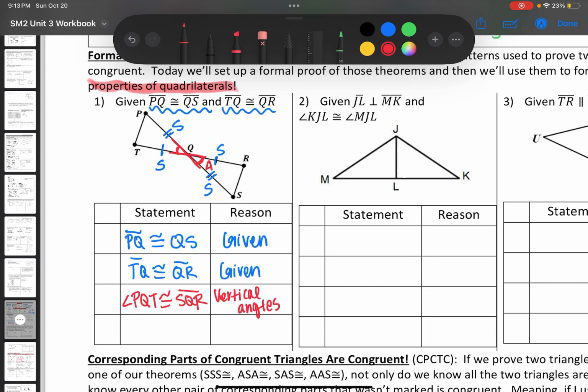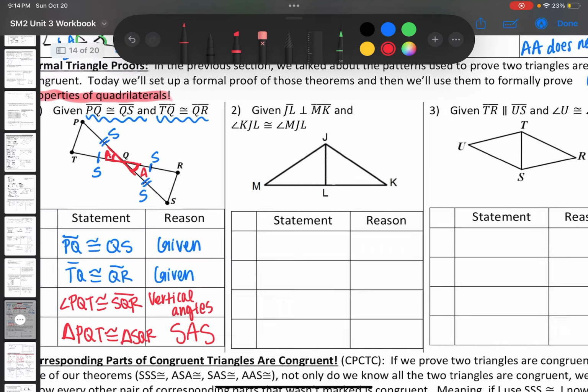Okay, so I show that one angle is congruent with each triangle. So that means I just showed that these 2 triangles are congruent. So triangle PQT is congruent to triangle SQR. Running out of room here. And the reason why I know that is that the theorem that we used was side, angle, side. Awesome. So there's number 1.